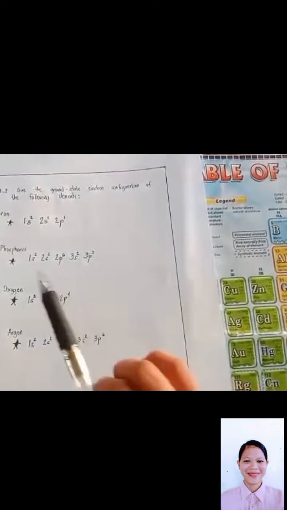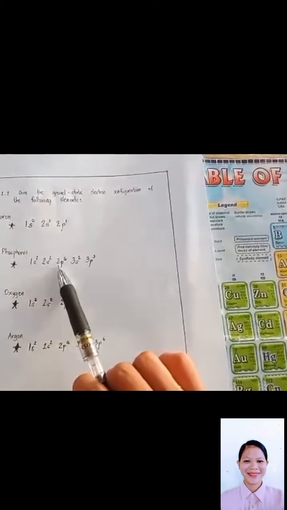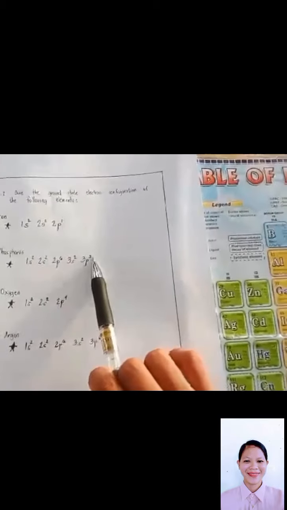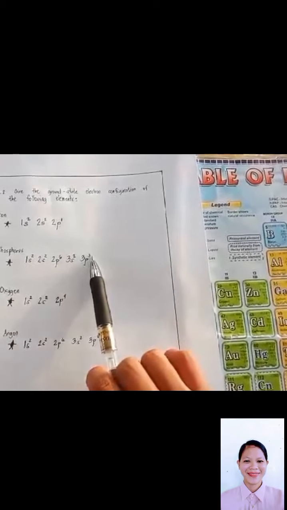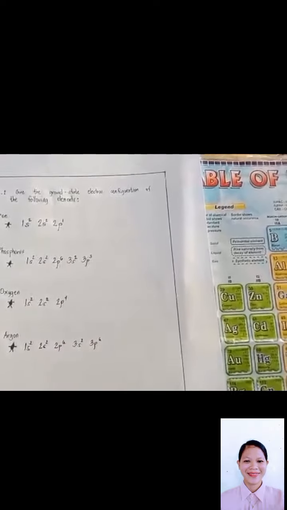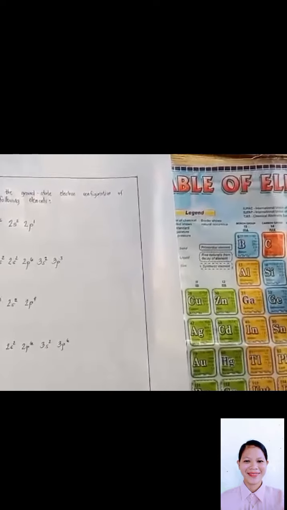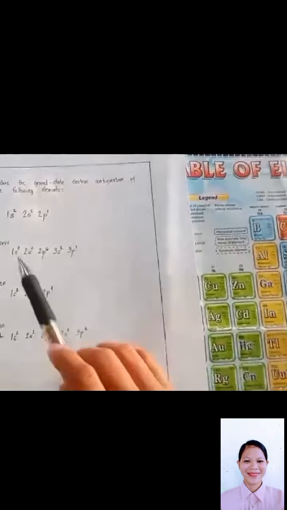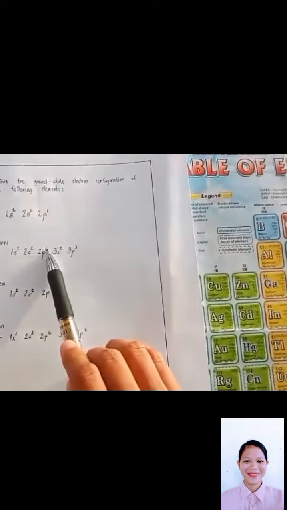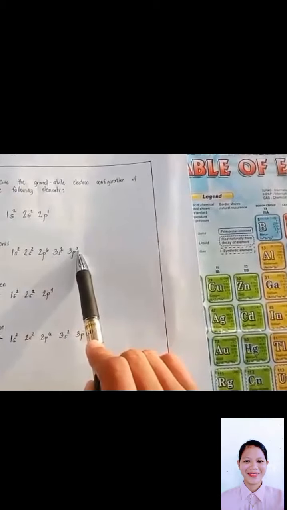In phosphorus, the answer is 1s2, 2s2, 2p6, 3s2, and 3p3. Phosphorus has an atomic number of 15. So, 2 plus 2, 4, plus 6, 10, 10 plus 2, 12, 12 plus 3 is equal to 15.